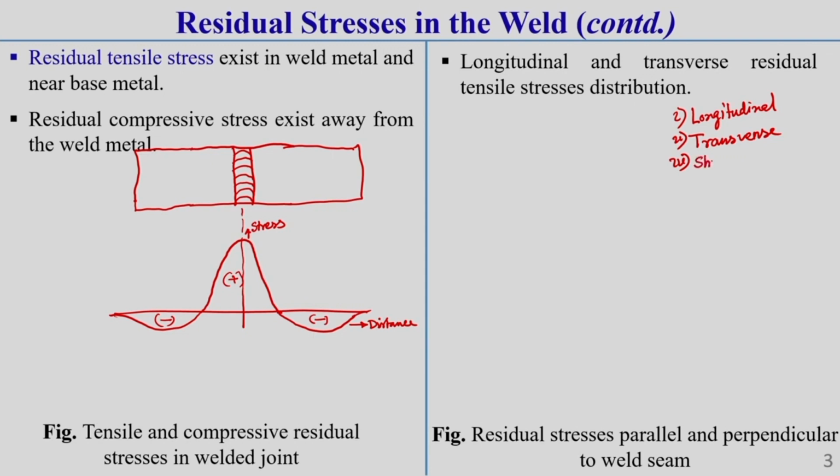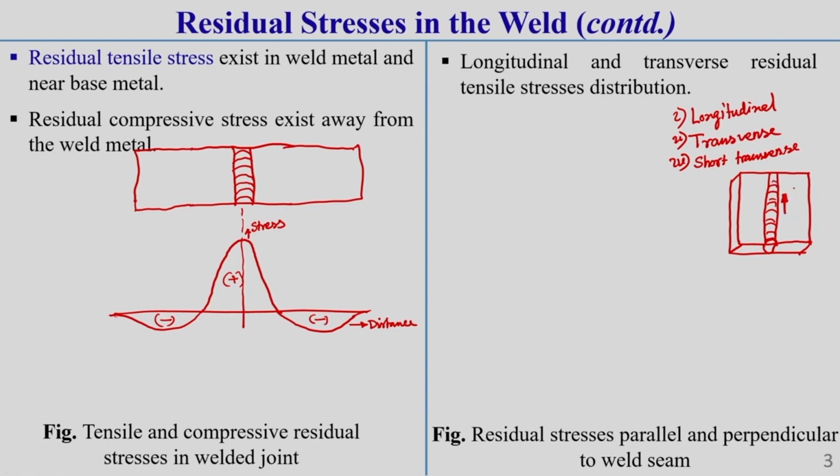Short transverse residual stress. How it is, I am just showing a little bit. The residual stress which is acting, let's say this is a plate, and these 2 plates we join together here. Let's say we did the joining operation here. This is the weld bit. So here you see this is the weld bit. This is the welding direction.